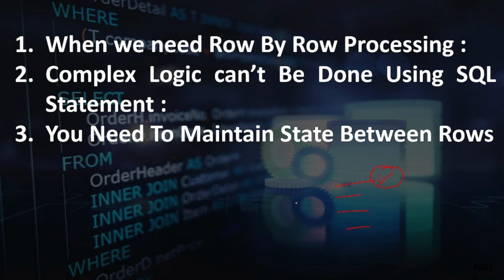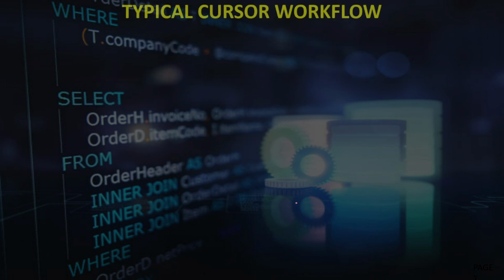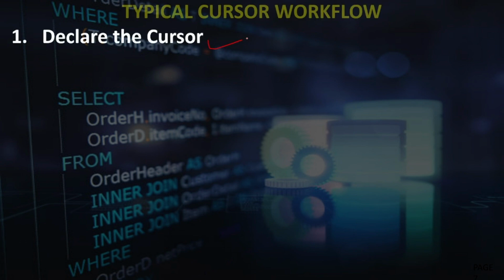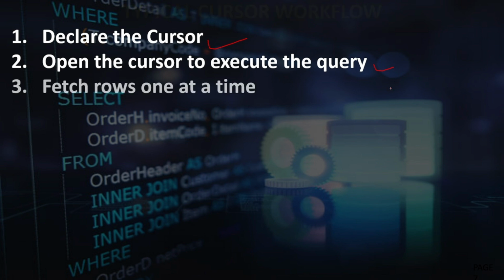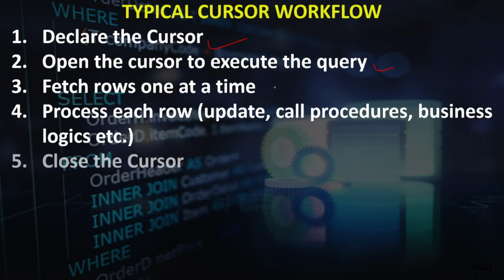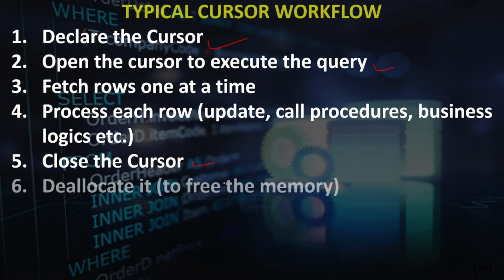Let's go and try to see the workflow of a cursor. If you want to write a cursor, what are the mandatory steps that we need to follow? First, you have to declare the cursor. Second, you have to open the cursor; once you have declared, then you open the cursor and execute the query. Make sense? Third, you have to fetch rows one at a time, and then you have to process each row. Finally, you have to close the cursor, and eventually you have to deallocate the cursor. Deallocating the cursor means you have to free the memory, right? So these are the 6 steps that come under the cursor workflow.